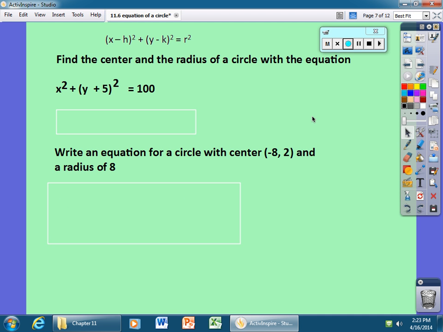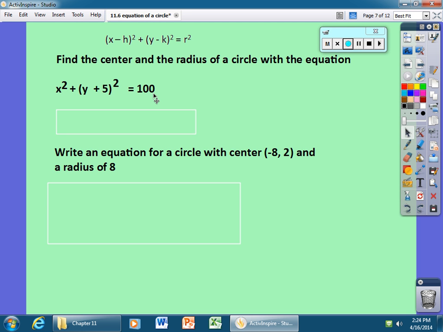Okay, this one's asking me to find the center and the radius by looking at the equation. So the radius is probably the easiest one. r squared equals 100, so that tells me that my radius is going to be 10. So I know what the radius is.